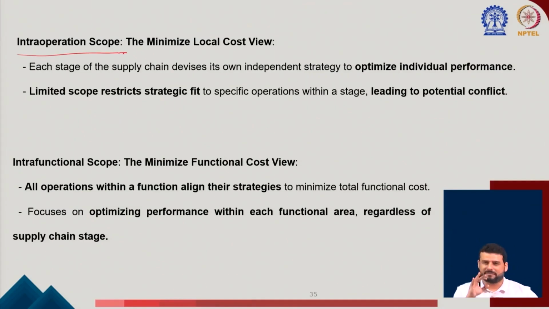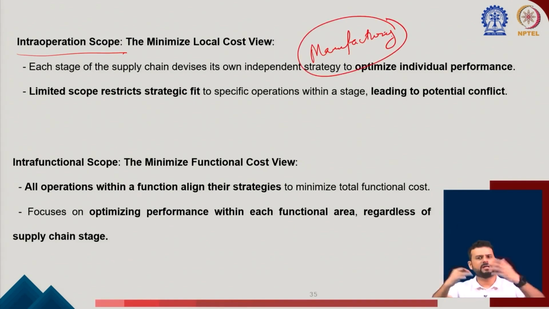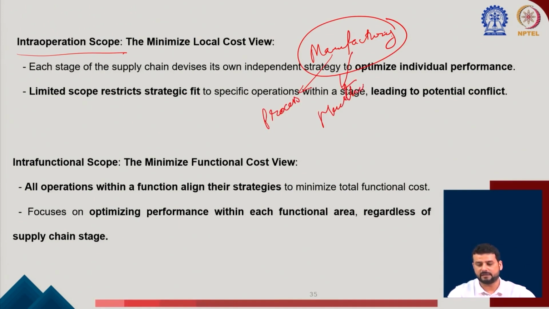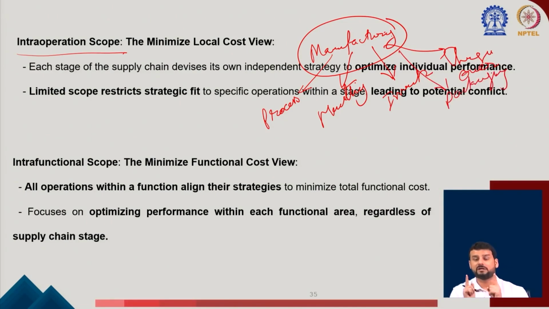Intra-operation scope is a very minimized local view. Let's say I am doing manufacturing, this is one function. This is any department in any unit, right? Now manufacturing, whatever I am doing, first is obviously my process of converting raw material into finished goods. I am doing the handling of the material as well. I am maintaining the inventory as well. I am doing the changeover from one model to another model. I am doing the packaging as well. These are all different activities I am doing within one function. Activities means operations.